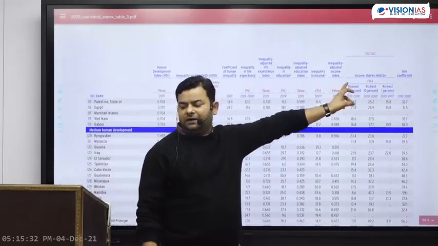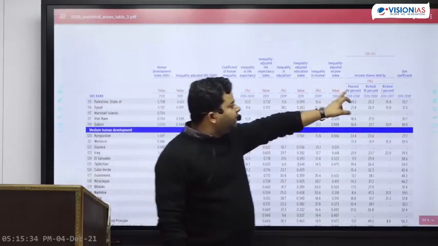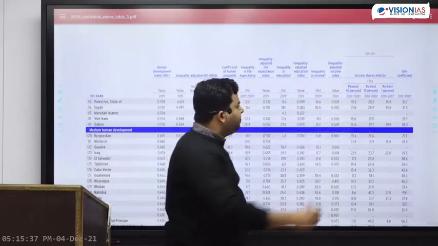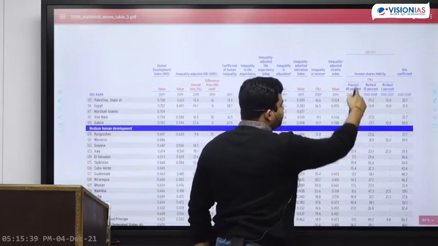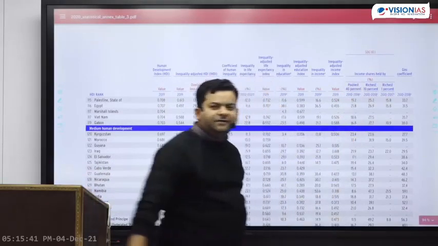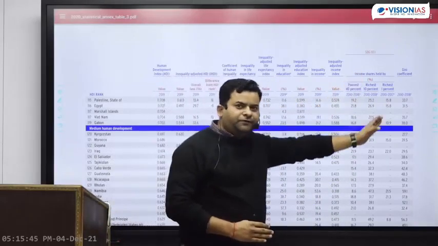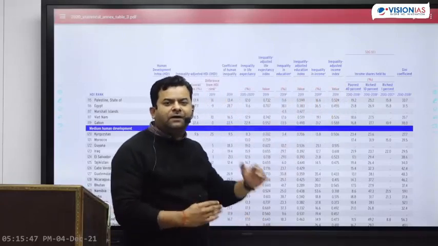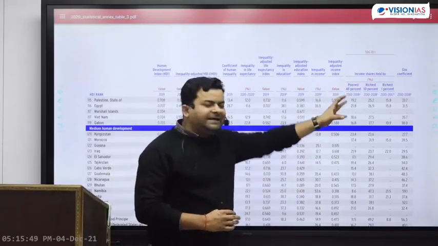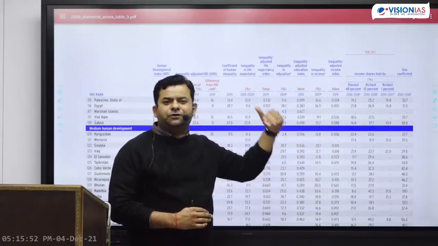Have you heard of the Palma ratio? The poorest 40% and the richest 10%. This is what is called the Palma ratio, and that data is given. So we look into these statistics. You might have heard of the Gini coefficient, Palma ratio, these are ways to calculate poverty. So all the details are given. Then we have the quintile ratio, decile ratio.